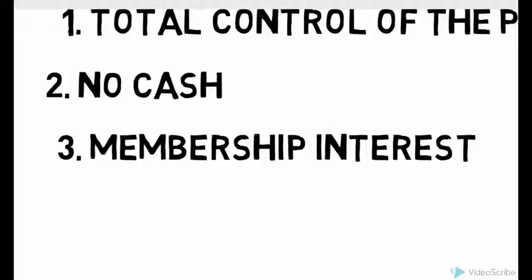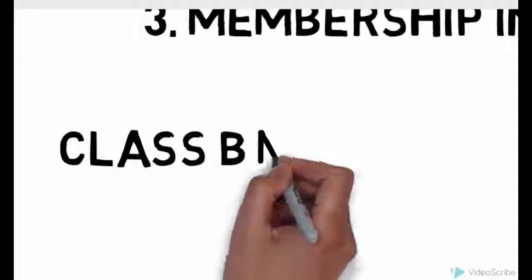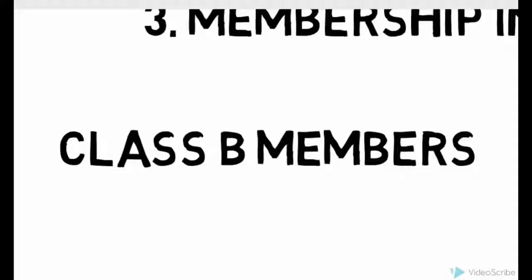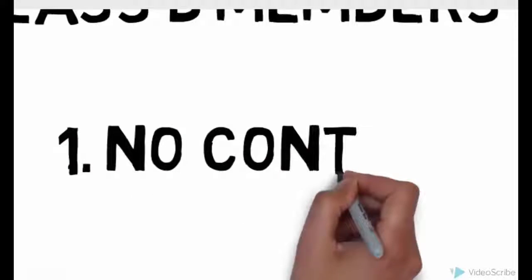The next class is what we like to affectionately call Class B. The Class B members. Now remember, the Class B members, for all intents and purposes, under most circumstances, is everybody else. All the people that are not in Class A are going to fall into Class B. Now, they have no control. They don't tell you how to run the property.